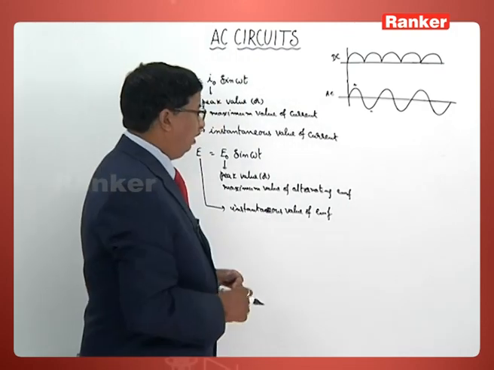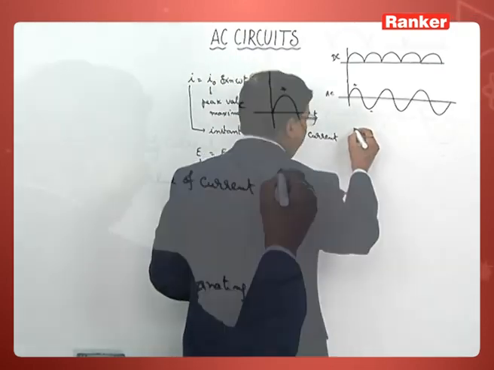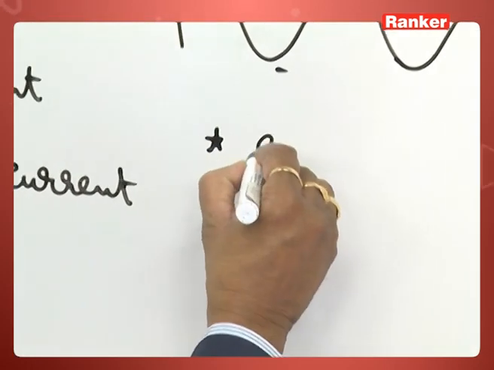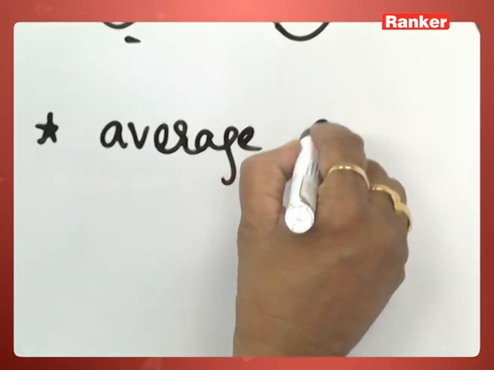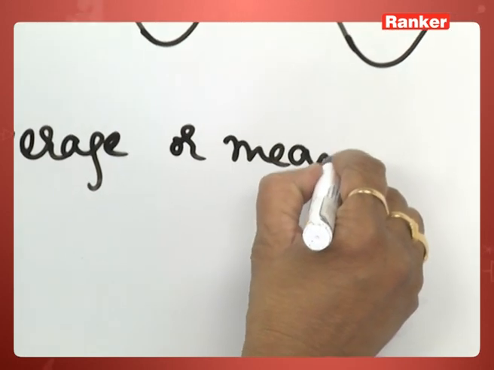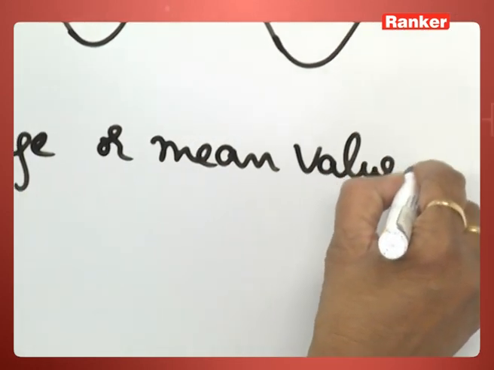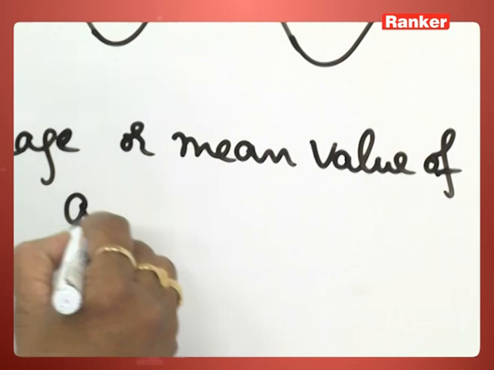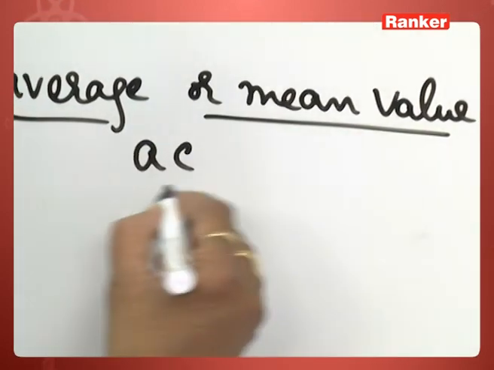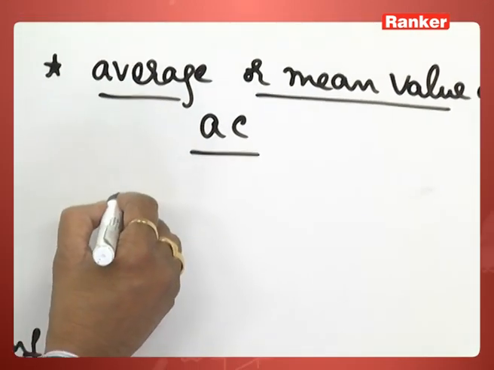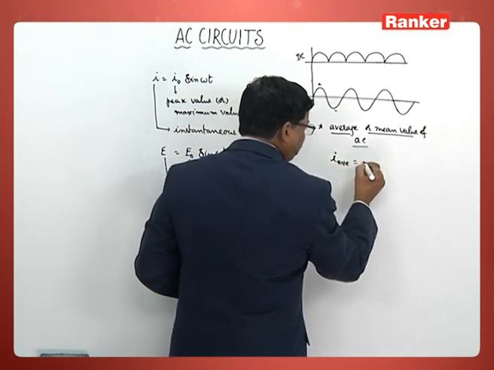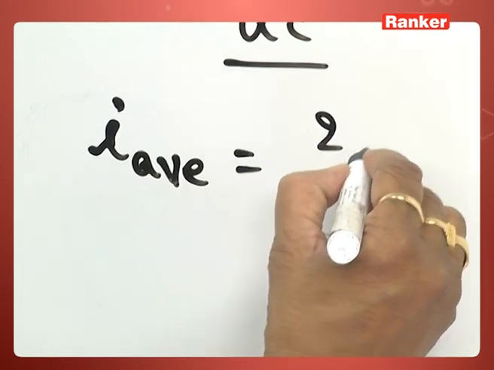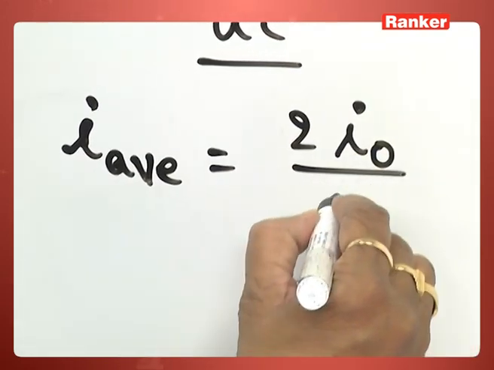So, what exactly is the formula for average value of current? We can write the average or mean value of alternating current. What is this mean value? We can rewrite this one: I average is equal to 2 I naught by pi.